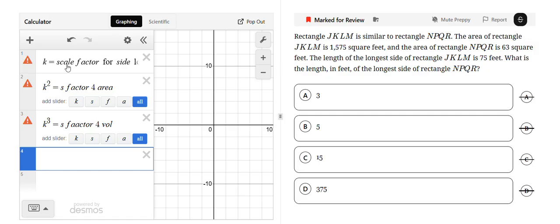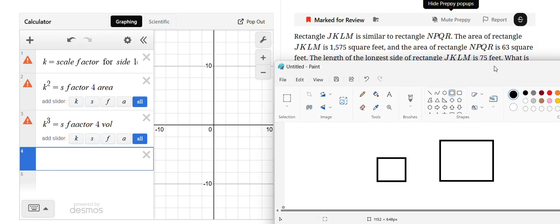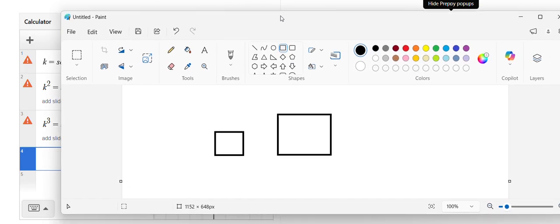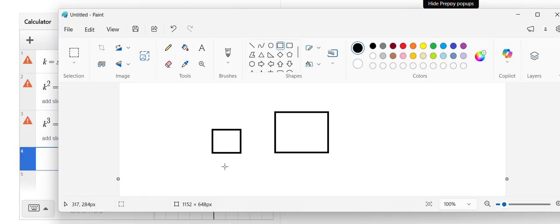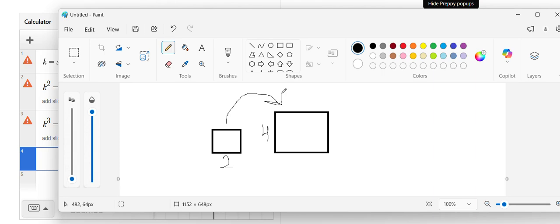Okay, so now that we know what the K values are, I want to show this in play. Let's look at a simpler shape. Just pretend that this is a square. If this is 2, and I tell you this is 4, then the scale factor is what you're multiplying by to go from the smaller square to the bigger square. In this scenario, it would be 2, right? Because you're multiplying 2 by 2 to get to 4.